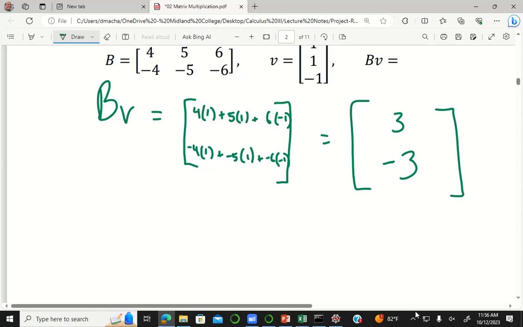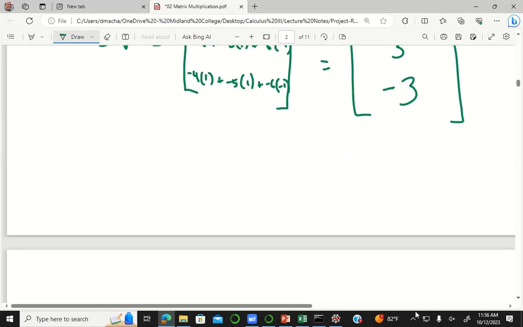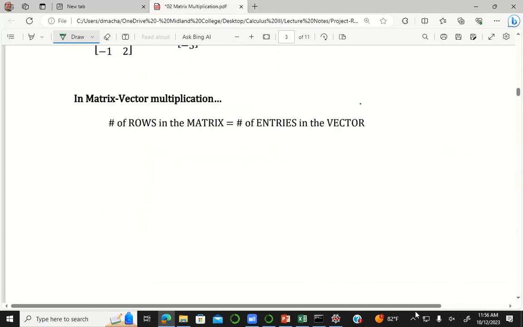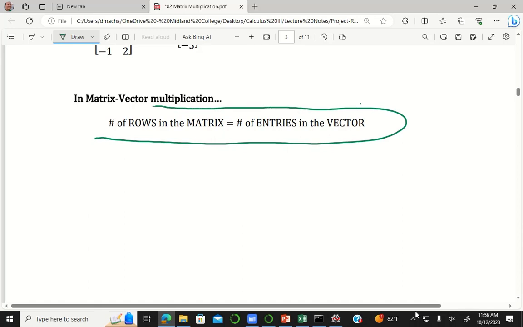No. But you'll never have like a vector that doesn't equal the columns. Ah, great question. Great question. So, in matrix vector multiplication, this is something you need to write down in your notes. Okay. This must be true. And Blake was just asking about this. So, excellent question.